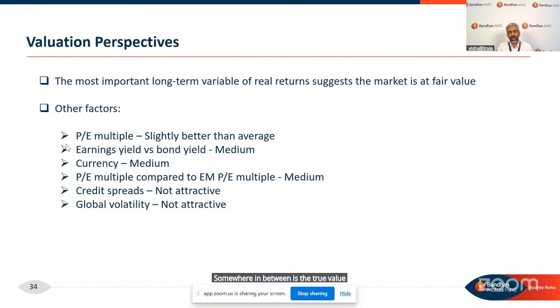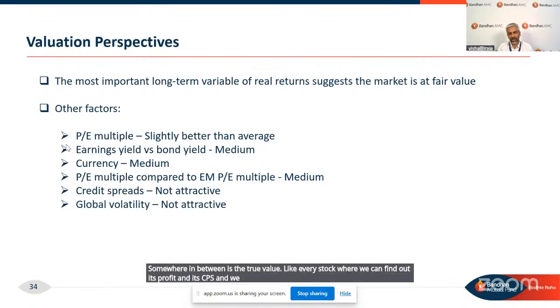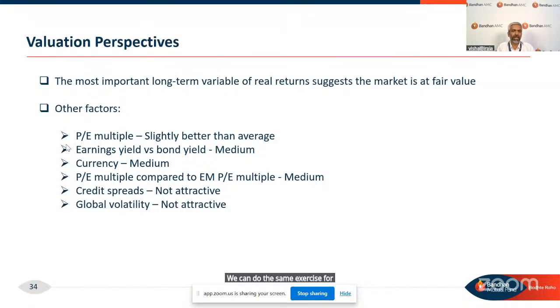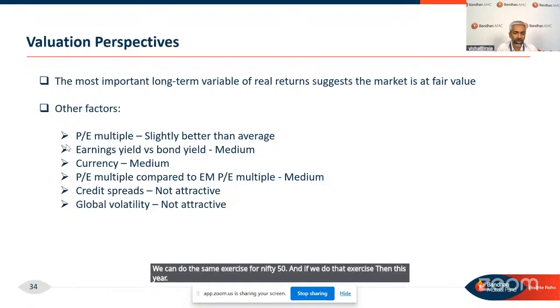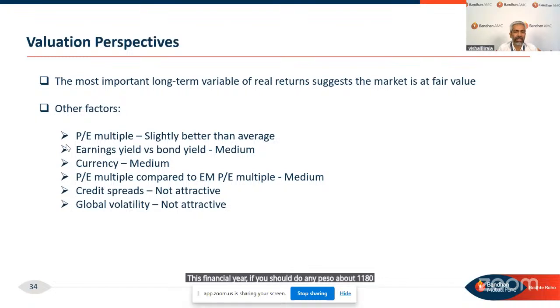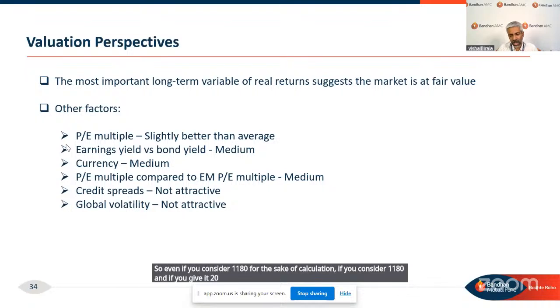Like every stock where we can find out its profit and its EPS, and we give a multiple to the EPS to get a fair value of the stock, we can do the same exercise for Nifty 50. And if we do that exercise, then this financial year, Nifty should do an EPS of about 1180, and next year about 1300 to 1320. So even if you consider 1180, for the sake of calculation, and you give it 20 times, you come to 23,600. So that is where I think we should be somewhere there.